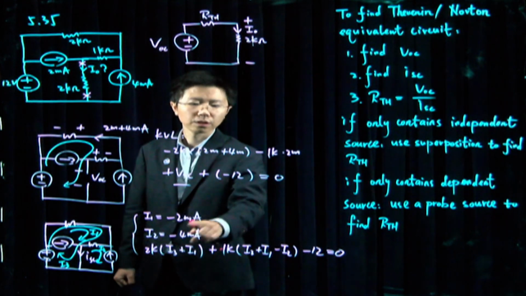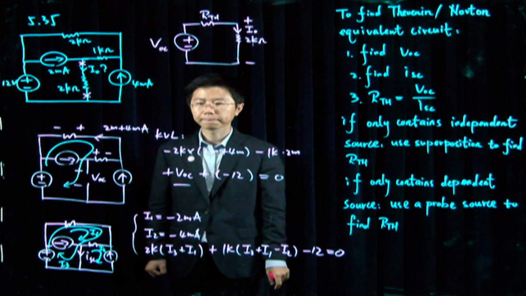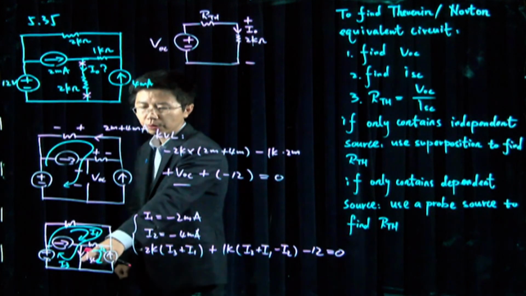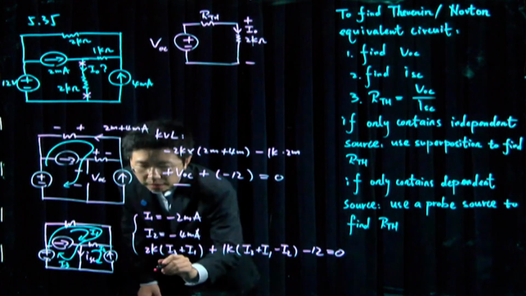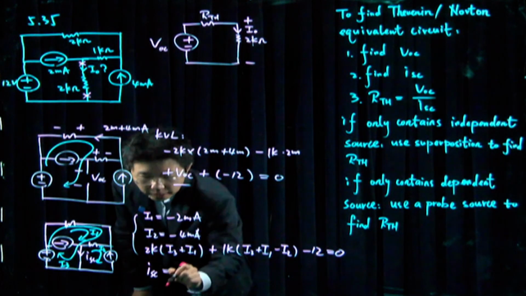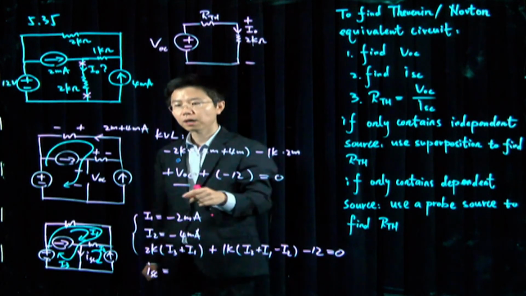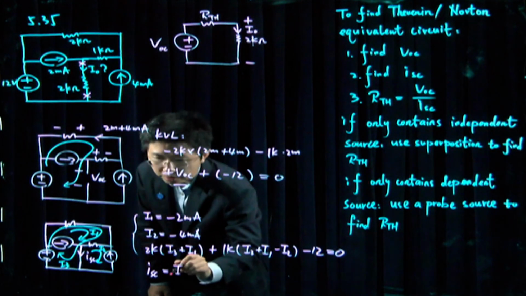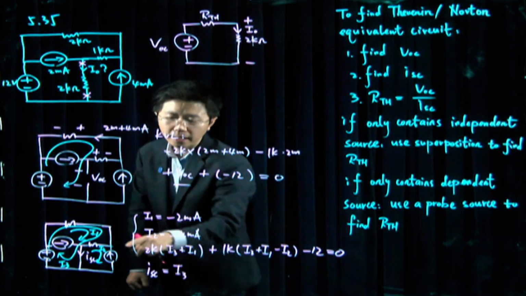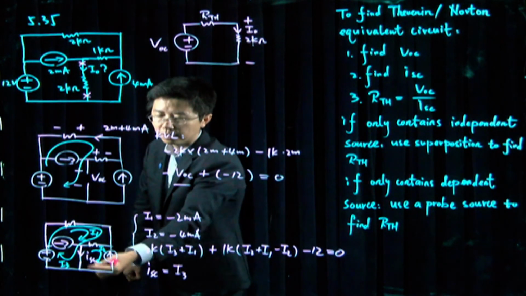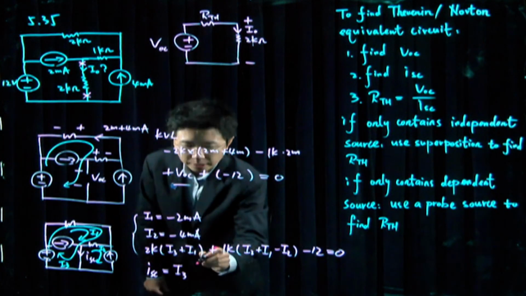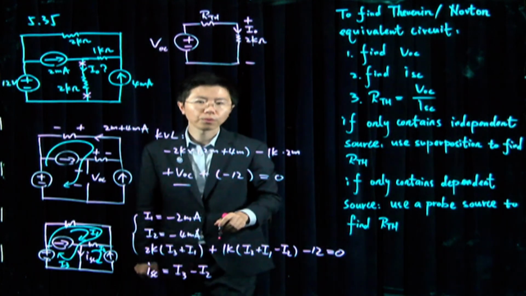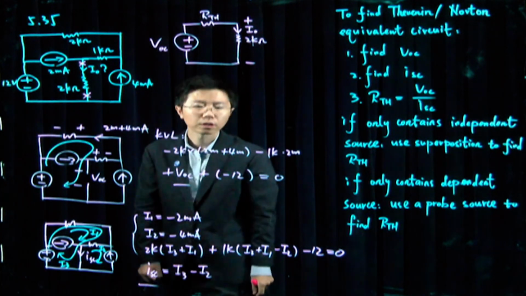So this is 3 equations with 3 unknown variables. But I'm not done here. After I compute I3, what I'm really looking for is this ISC. So my ISC consists of 2 parts. The first part is the I3 that is going in the same direction as my short circuit current. And the other component is this I2 here, which is coming from the opposite direction. So I have minus I2. And this will be the ISC I'm looking for.